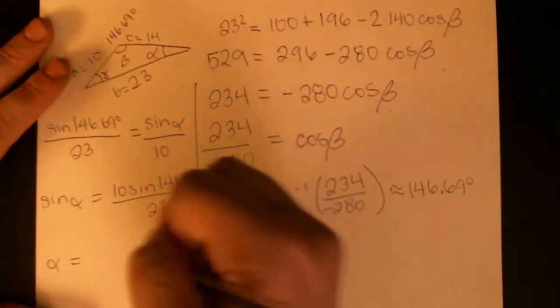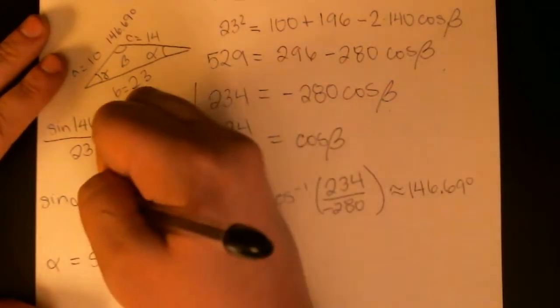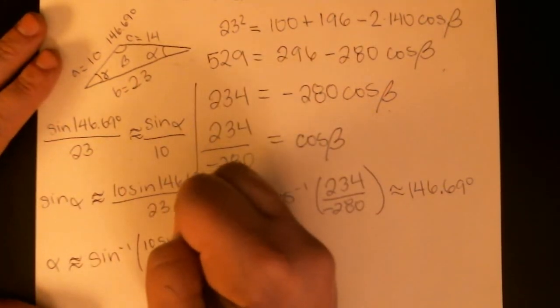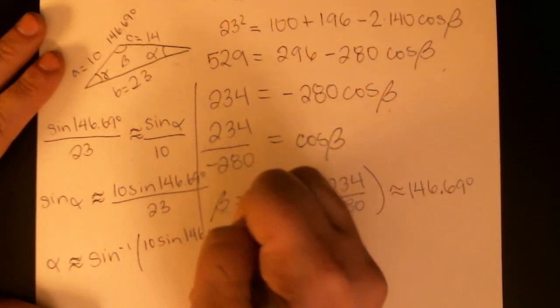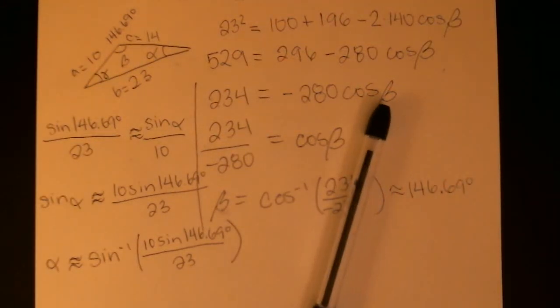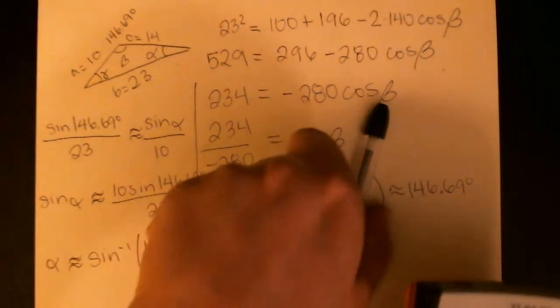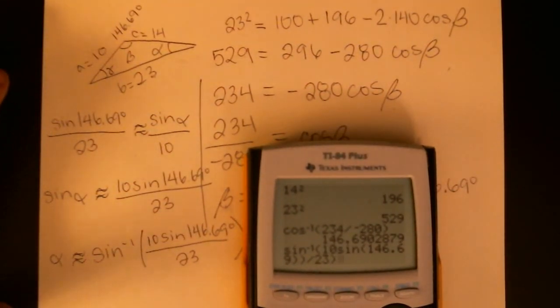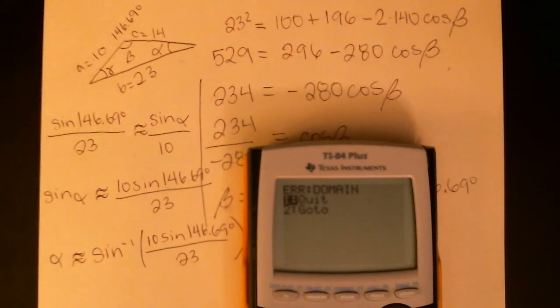And alpha is the inverse sine, and I guess these are technically all approximate with that rounding in them, of 10 sine 146.69 degrees divided by 23. Okay, so inverse sine 10 sine 146.69 divided by 23. Sorry, I'll put that where you can see it too. Okay, so let's see, 10 sine 146.69 divided by 23. I think I got parentheses right in that.